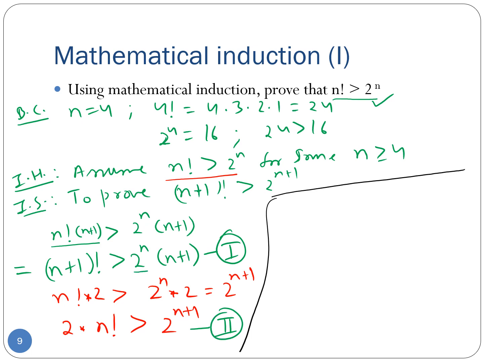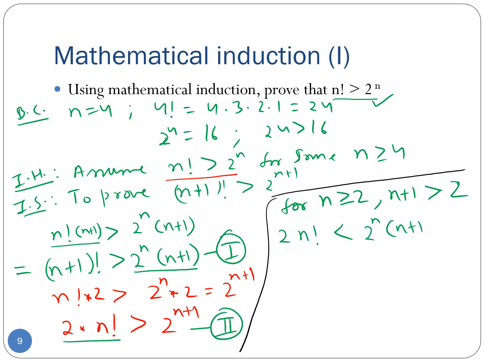Now let's focus on the term on the right hand side of the first result and the left hand side of the second result. Notice that for n greater than or equal to 2, n plus 1 is always greater than 2. So what that means is, for n greater than or equal to 2, 2 times n factorial would be less than 2 to the power n multiplied by n plus 1.